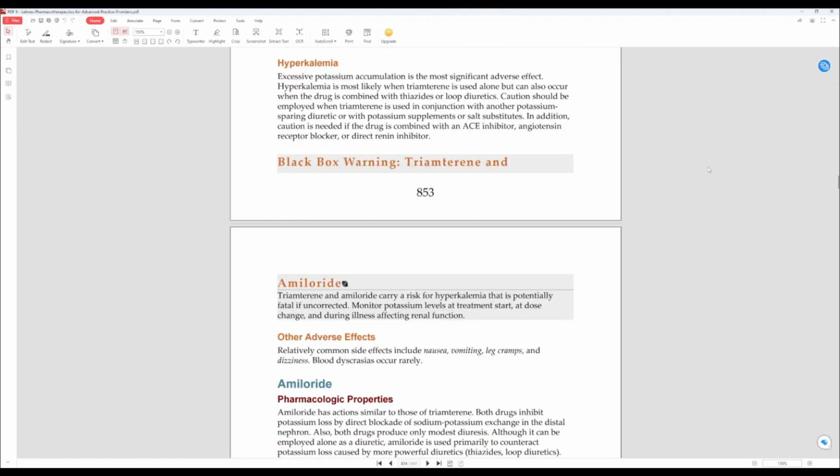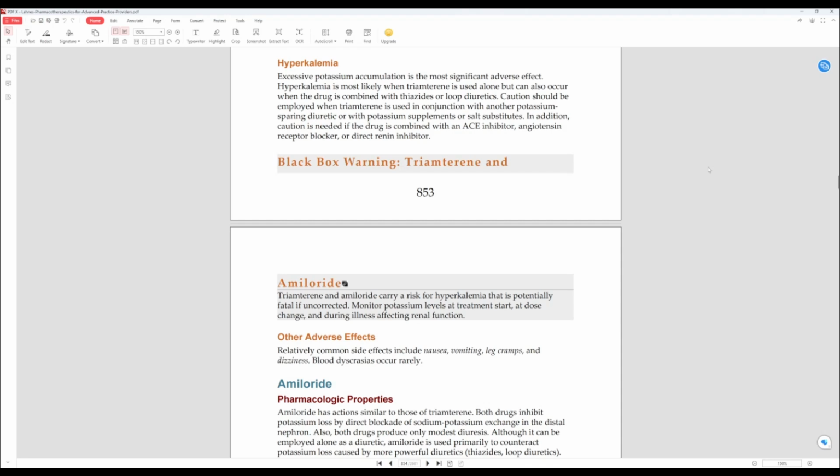Again, it has adverse effects. Because of how it works, it can cause hyperkalemia. Excessive potassium accumulation is the most significant adverse effect. Hyperkalemia is most likely when triamterene is used alone, but can also occur when the drug is combined with a thiazide or loop diuretic. Caution should be employed when triamterene is used in conjunction with any other potassium-sparing diuretic, or with, again, potassium supplements or salt substitutes. In addition, caution is needed if the drug is combined with an ACE inhibitor, angiotensin receptor blocker, or a direct renin inhibitor.